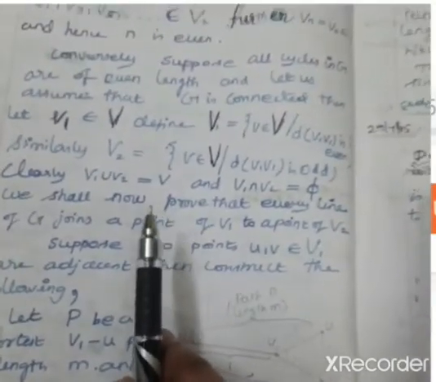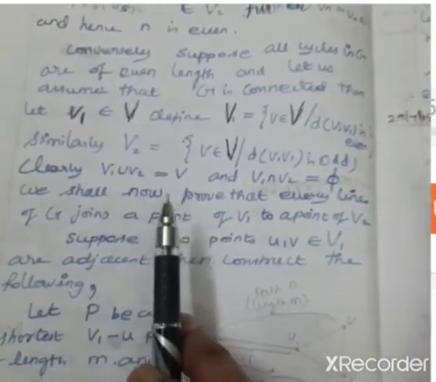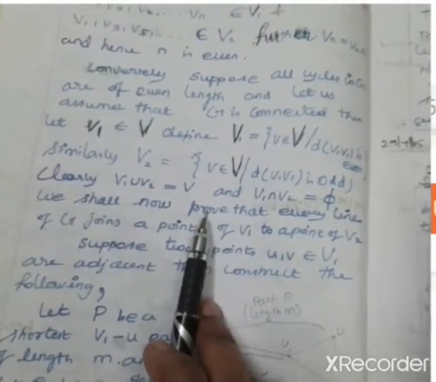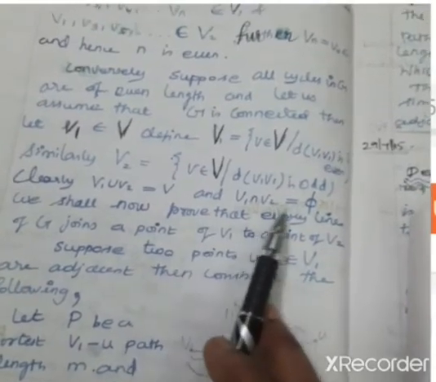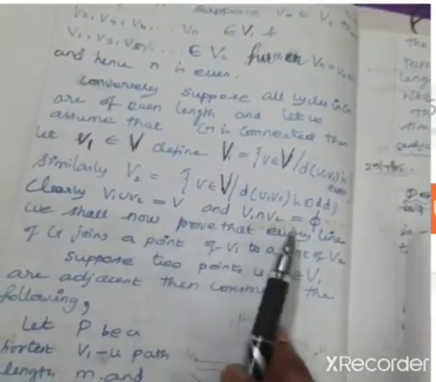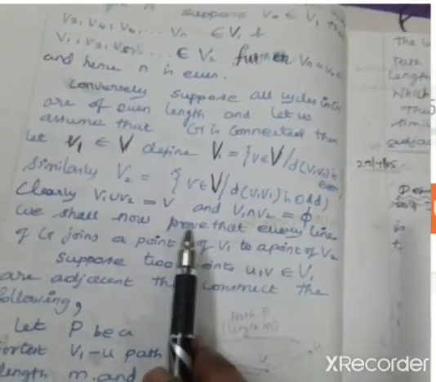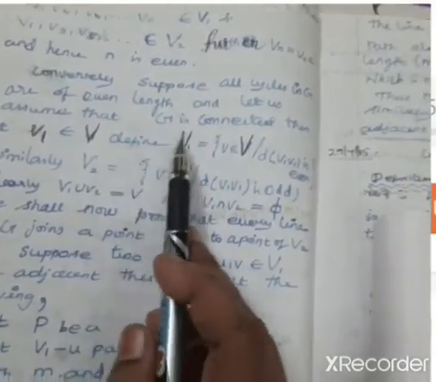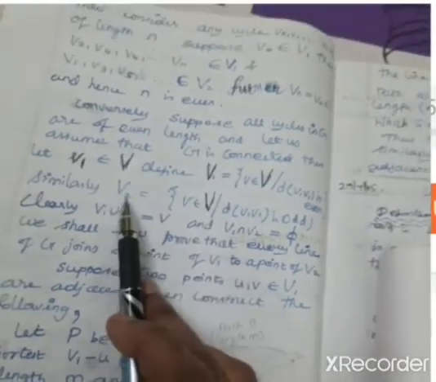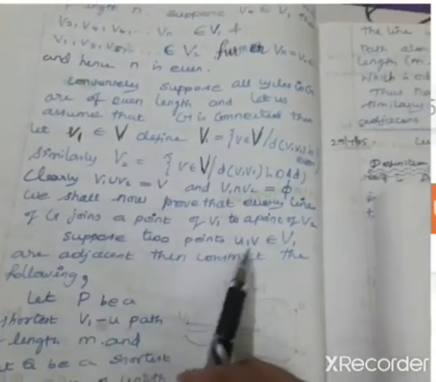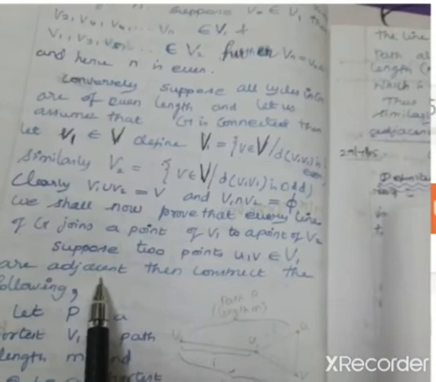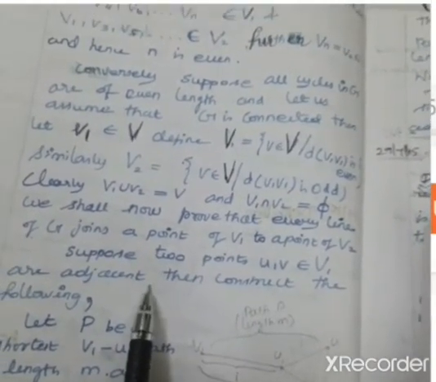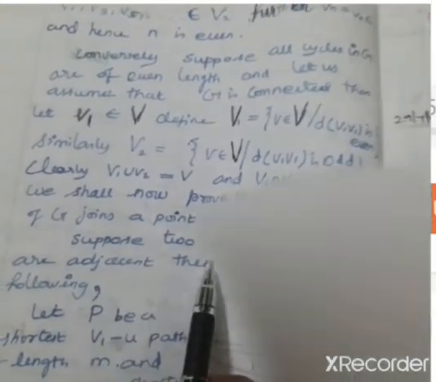Because I have to adopt the method of contradiction, let me say G is not a bipartite graph. That means it is not going to have a line joining from V1 to V2. That is to say that in the same subset of a vertex set, either among V1 or among V2, there will exist some 2 points adjacent. So this is what my assumption in a contradiction will be.